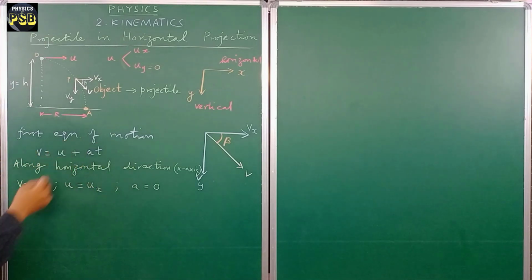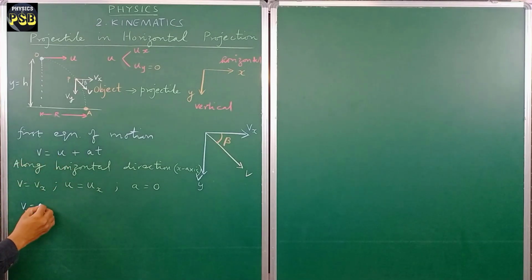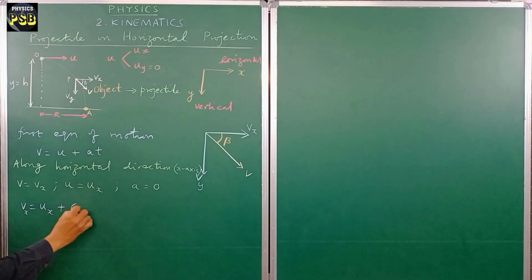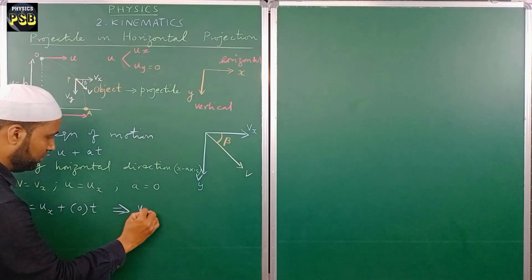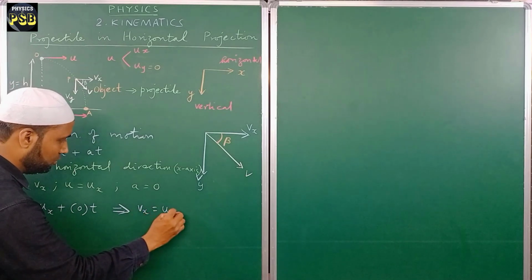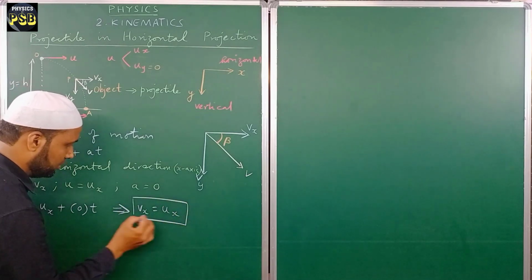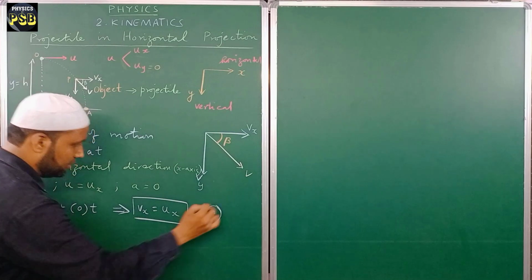So by substituting all these things in this equation, in the place of V, I write Vx, and in the place of U, I write Ux, and here 0 multiplied with t. So this shows that Vx is equal to Ux. This I take as equation number 8.